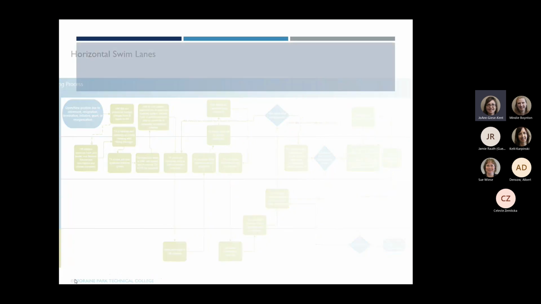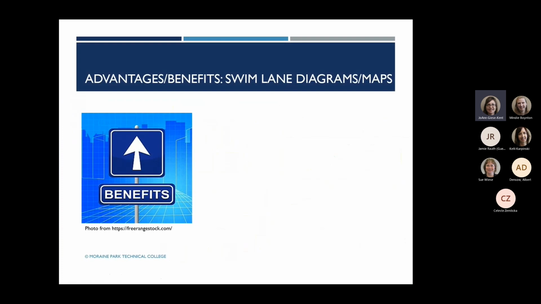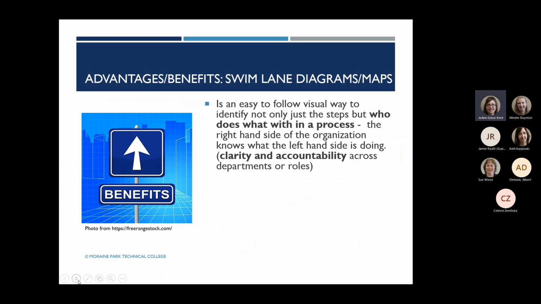So the main advantages or benefits of swim lane diagrams compared to a regular flow chart is that both give a visual representation of a process from the start to the finish. But what a swim lane does is really highlight who is doing what. You know, the right hand understands what the left hand is doing. So it shows clarity and accountability. It helps with clear communication and consistency, but I also want you to think about it as more systems thinking.